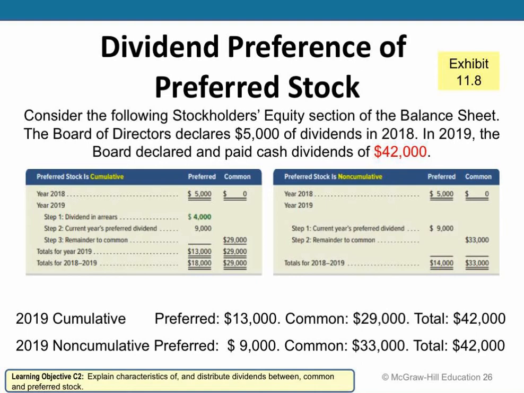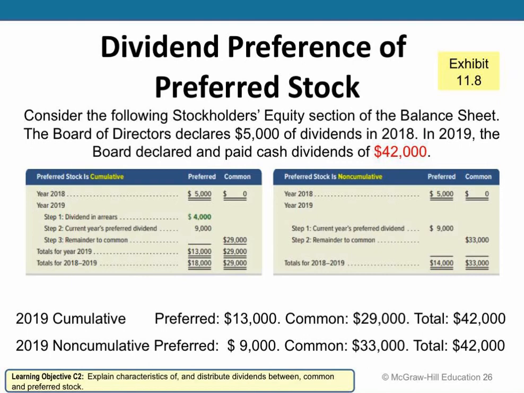So we would have for years 2018 and 2019, 18,000, being the 13,000 plus 5,000, and then the 29,000 for common shareholders. So we're going to pay the 5,000 that we've declared previously, and then we're going to catch up the remainder of that 9,000 that we should have paid in 2018 first. Pay the 9,000 to the preferred first. So the 13,000 is going to take priority, and then the balance of that 42,000, or 29,000, would get paid to the common shareholders.